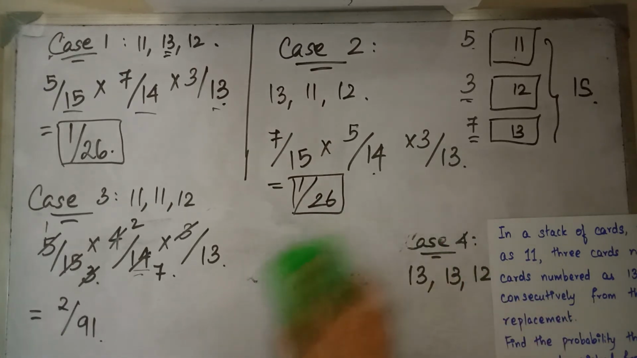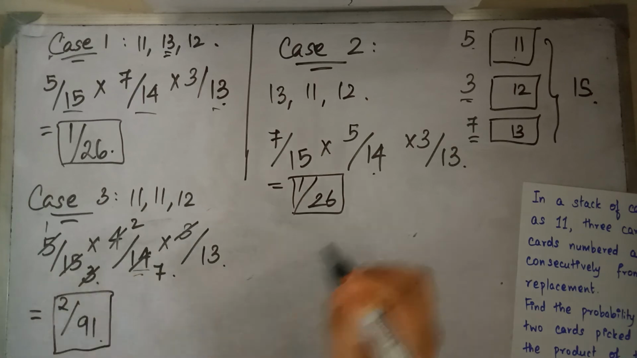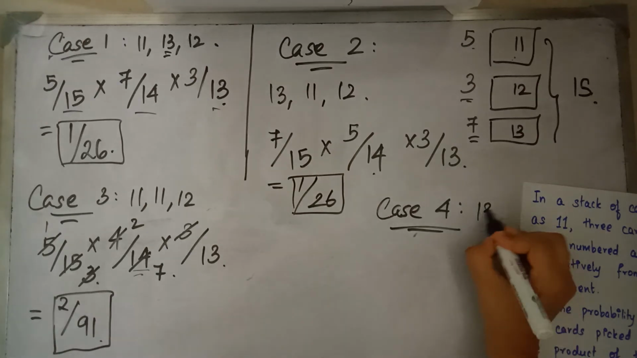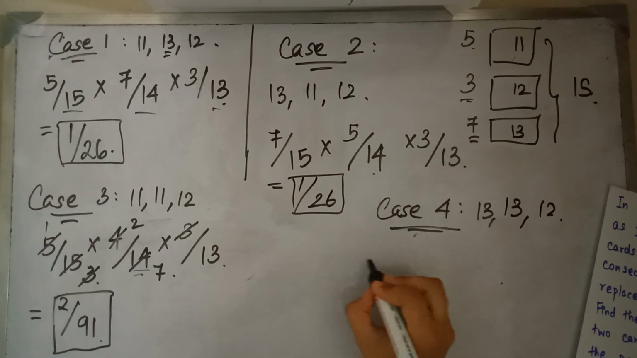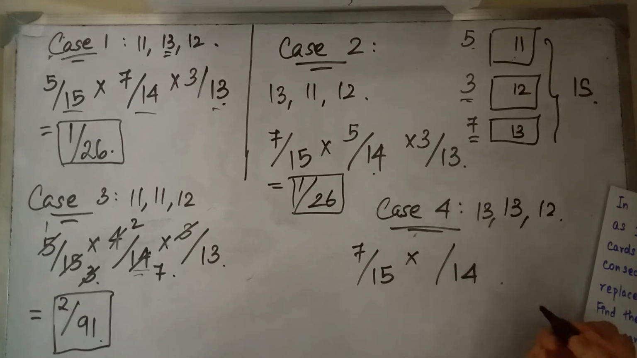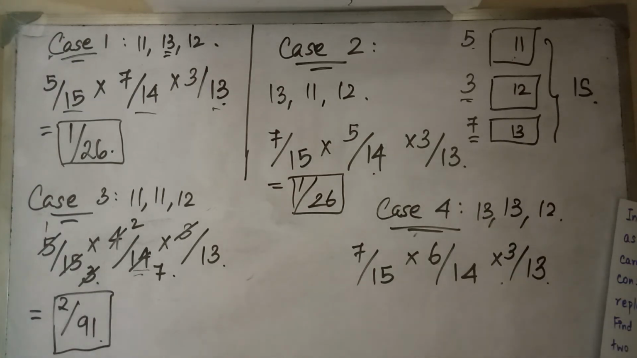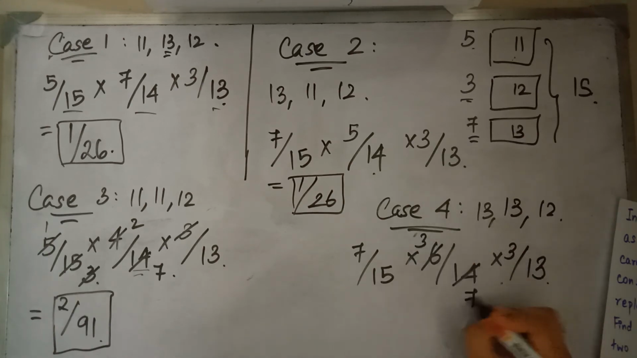Let's look at the fourth case. In the fourth case, the first two are 13 and the third one is 12. 13, 13 again and 12. What is the probability of me getting 13? There are a total of 15 cards and there are 7 cards numbered as 13. Next the total becomes 14 and the number of cards numbered as 13 becomes 6. And then we have 3 12 cards. This will become 3 and 7.